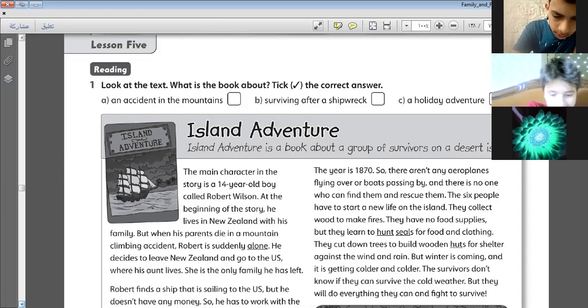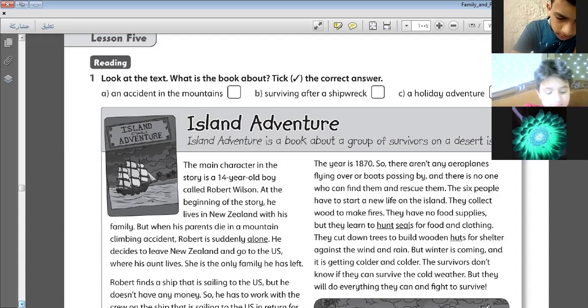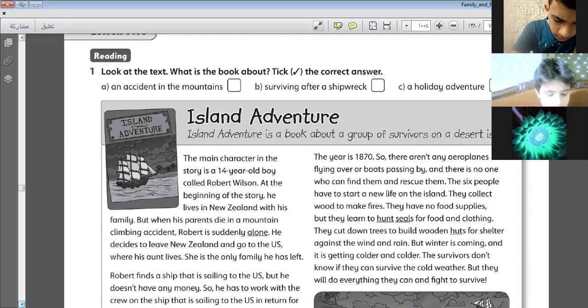Of course, after we read, we will use the elements of the short story. Okay, so Island Adventure is a book. I am here now. So Island Adventure is a book about a group of survivors on a desert island.